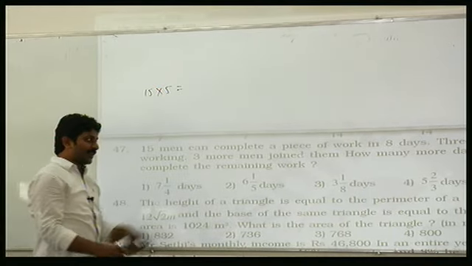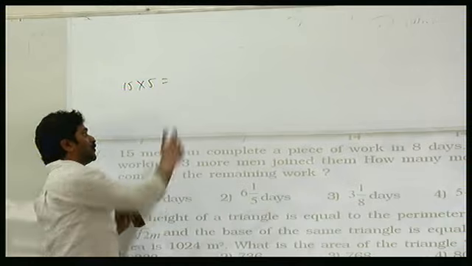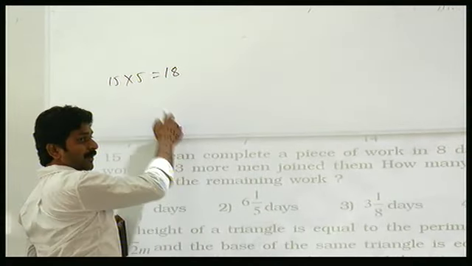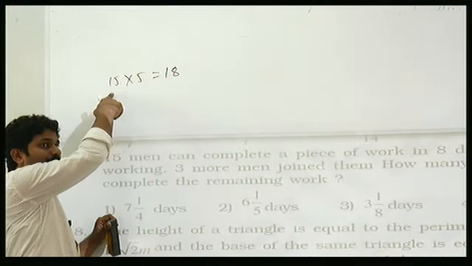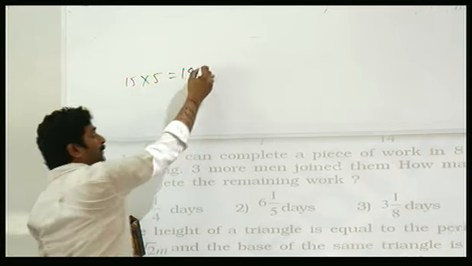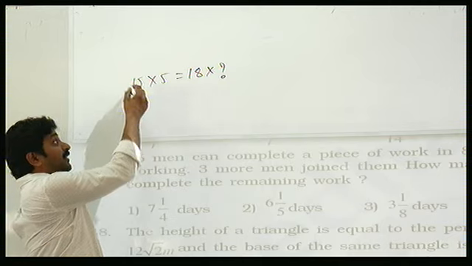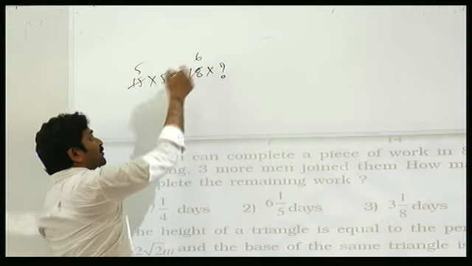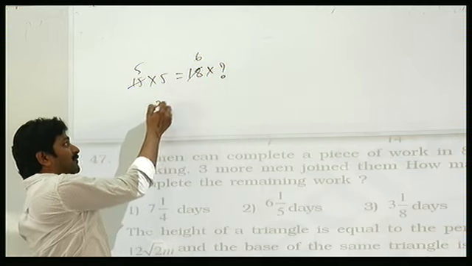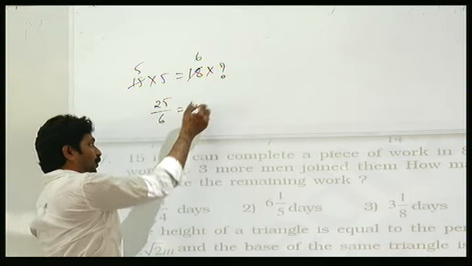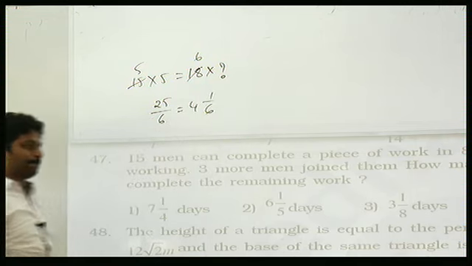What happened after 3 days? 3 more men joined. So there will be 18 people now. Already we have 15, and if 3 people join, you'll have 18 people. 18 people can do it in how many days? Cancellation with the 3: 5 times and then 6 times. So 6 goes to the left hand side and becomes 25 by 6, which is 4 1/6.